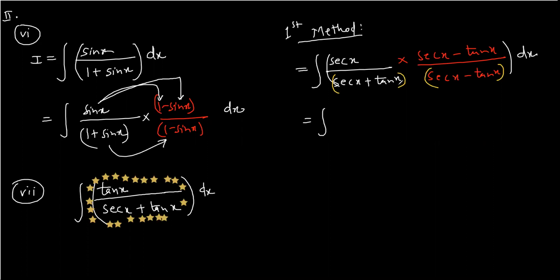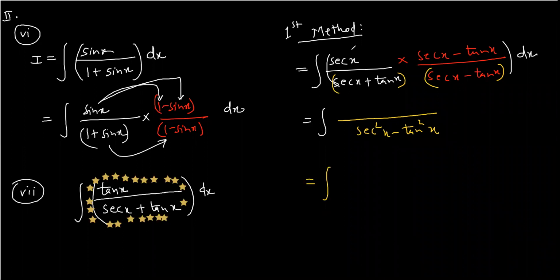So I will get sec square x minus tan square x. And you know, students, sec square theta minus tan square theta is 1. So in the next step, you will not get any x in the denominator. You will get 1 in the denominator. So here you are left with only the numerator.